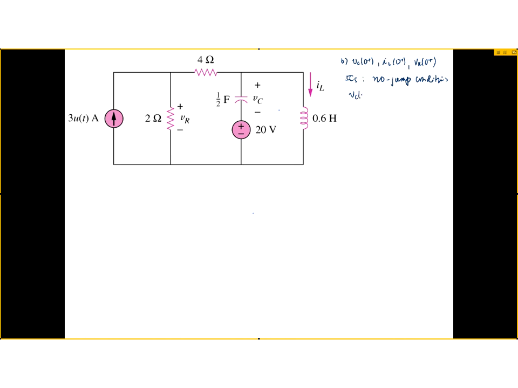And the no jump conditions are what? V of C at 0 plus is the same as V of C at 0 minus, and I of L at 0 plus is the same as I of L at 0 minus. And what's the no jump condition for a resistor? There is none. So even though I'm interested in VR at 0 plus, I do not apply a no jump condition for a resistor, because for a resistor, both voltage and current can jump. So the no jump conditions will just be these two.